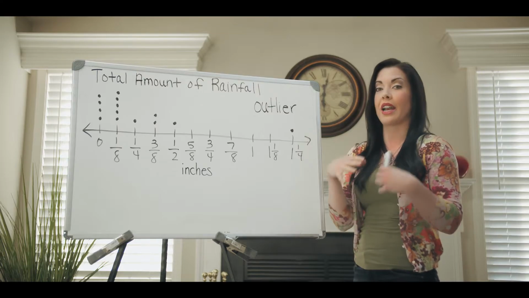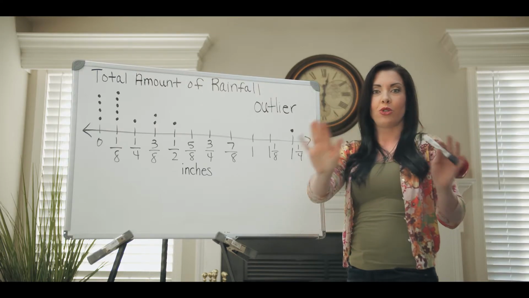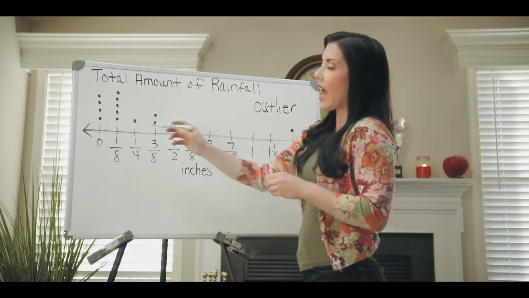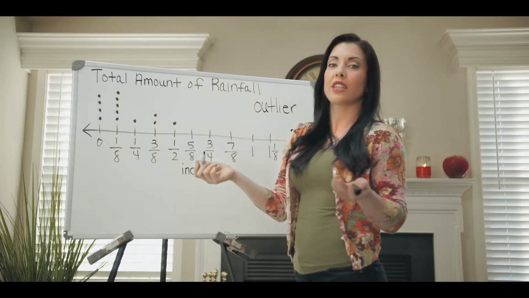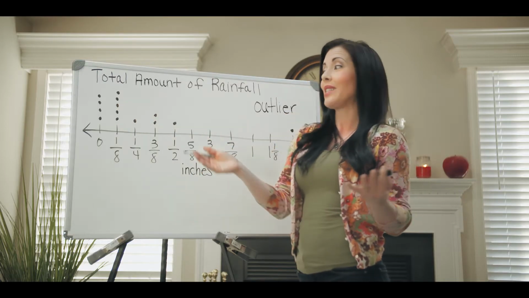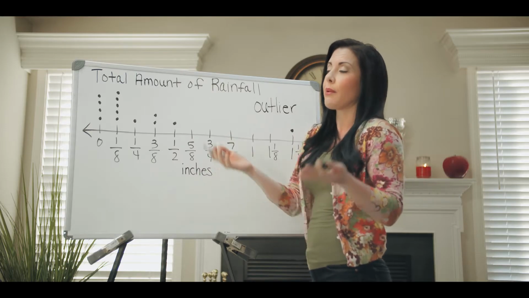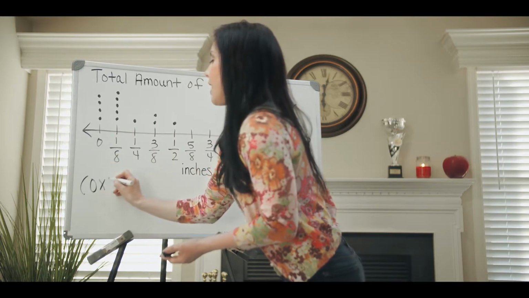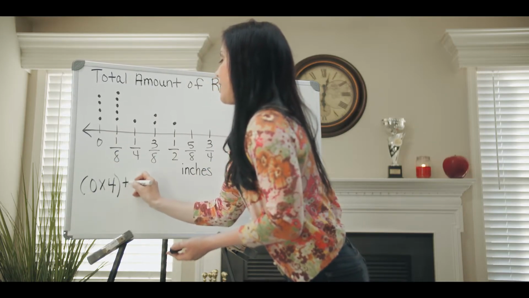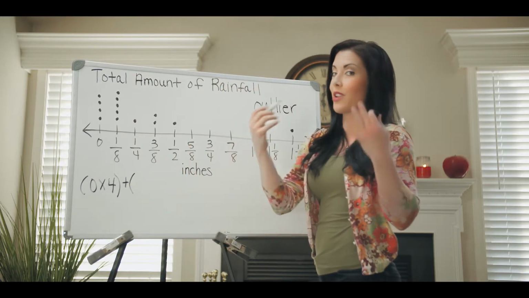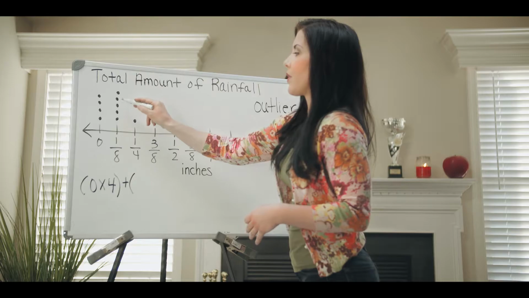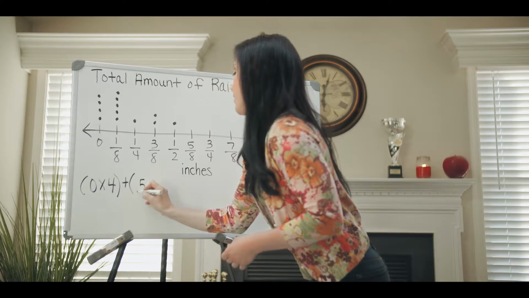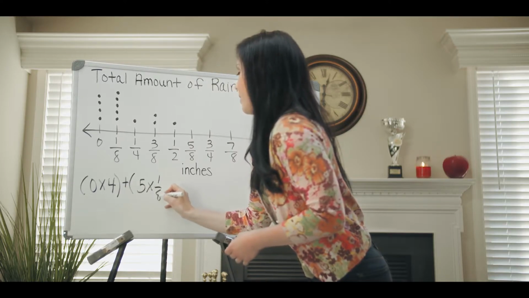Okay, so now what we're going to do is we are going to solve for the total amount of rainfall. Okay, so we're going to have to do some adding of fractions here. Don't get worried. We can do this, okay? So, first things first, I have 1, 2, 3, 4, 4 dots at 0. I don't really need to put this into my equation, but I'll write it anyway, okay? 0, and there's 4 dots. Good. Add, same thing, we know how to do this, right? 1, 2, 3, 4, 5. There's 5 dots at 1/8. So that becomes 5 times 1/8.